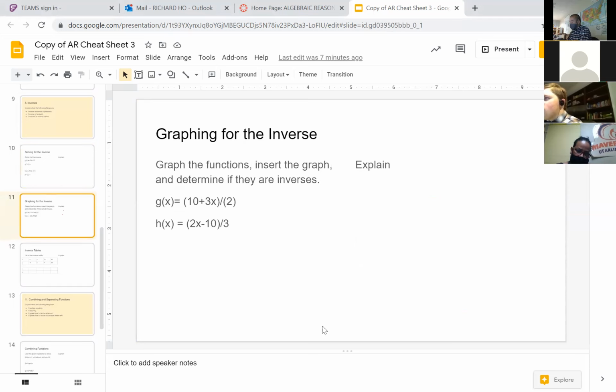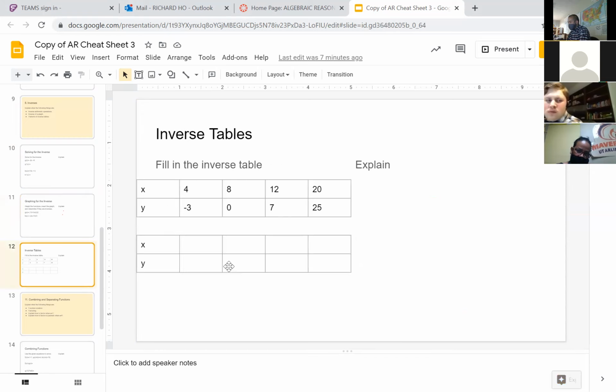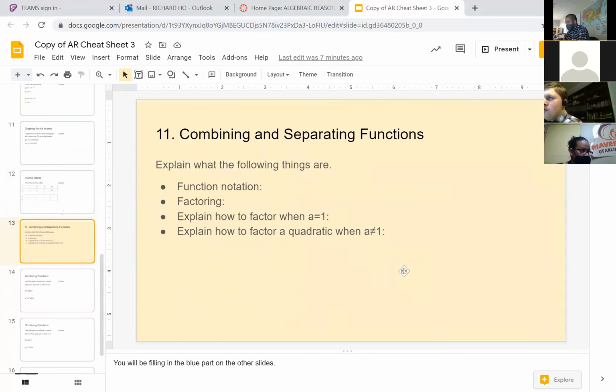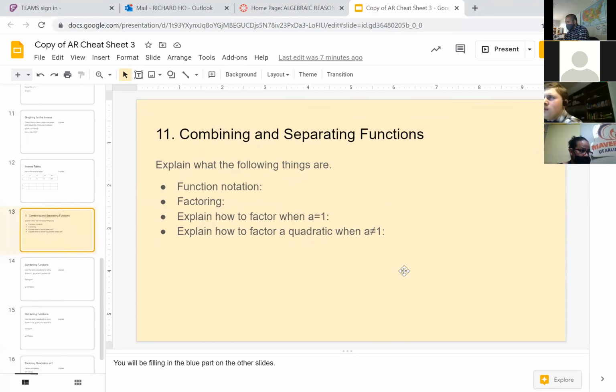When you're graphing the inverse, you can just plug these into Desmos or something and then copy and paste the graph. These will flip. So negative 3 will go here, 4 will go here, 0 will go here, 8 will go here. It just flips the table. So that was the second section. The last section is what we just did.